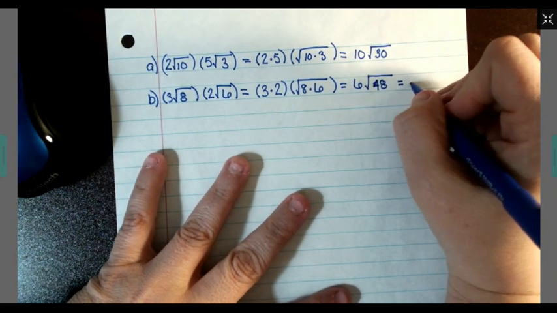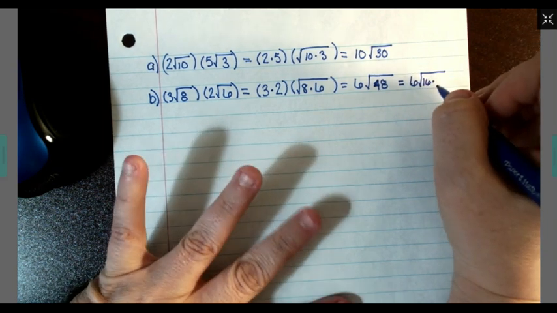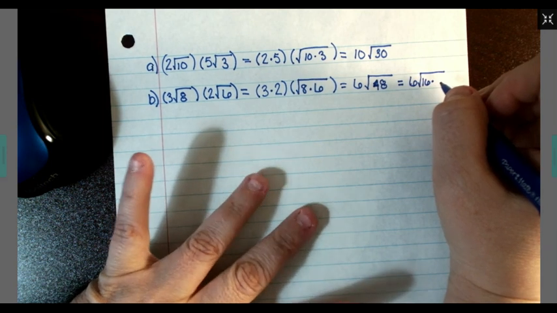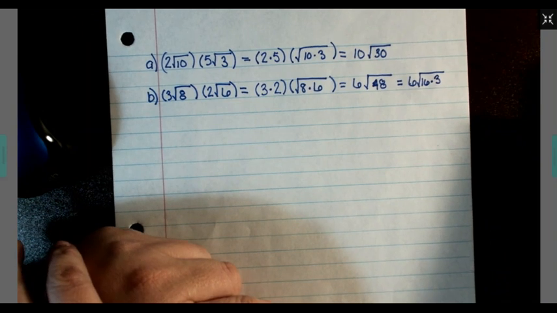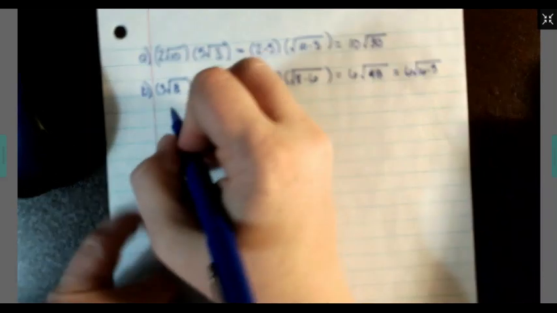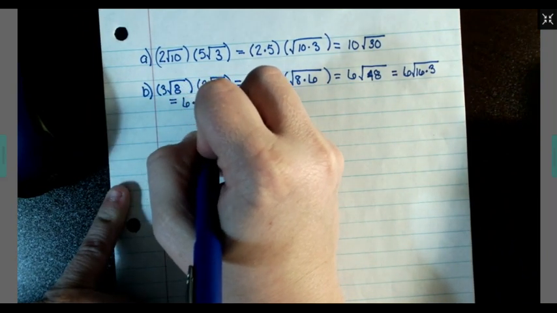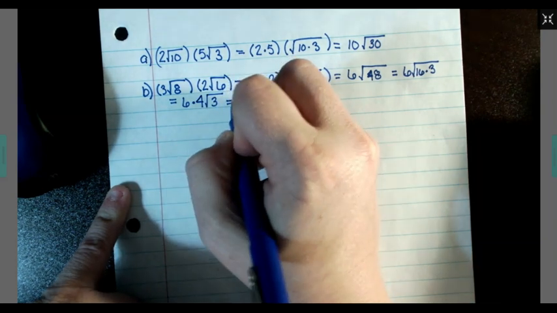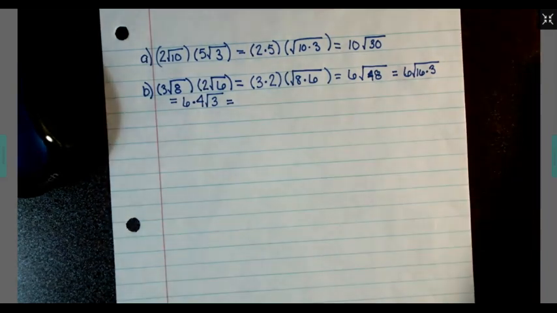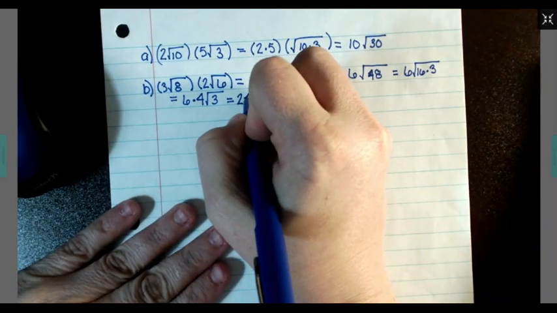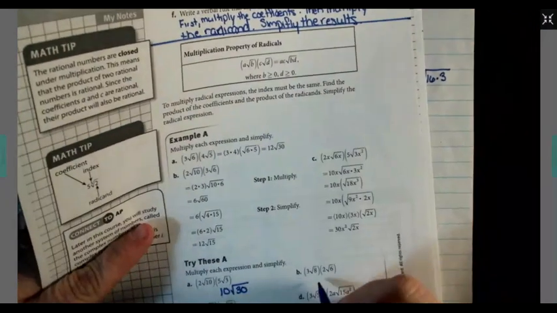However, 48 can be rewritten as 16 times 3. What is the square root of 16? 4. So we got 6 times 4 square root of 3. What is 6 times 4? 24. So we have 24 square root of 3. I'm going to write that down for letter B.